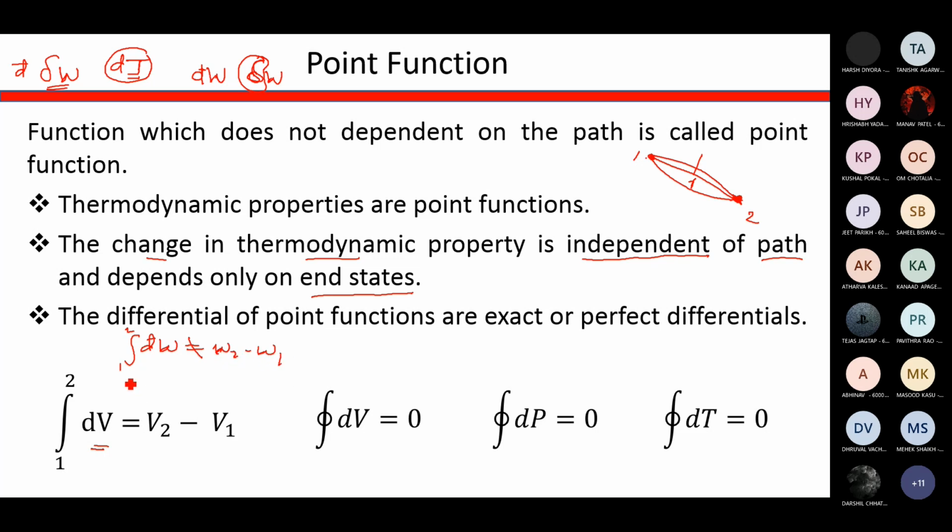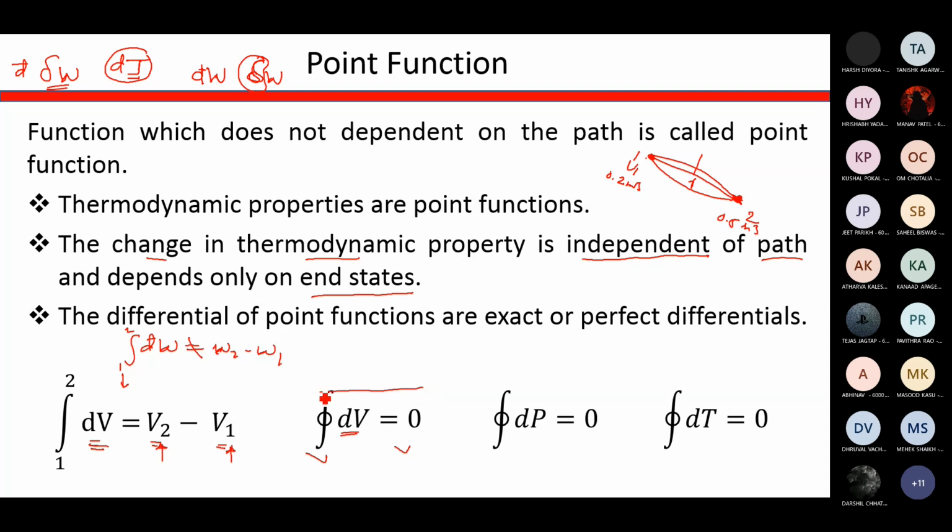Now, unlike the previous case where the integral from 1 to 2 of d-bar W should not be written as W2 minus W1, here we are writing for change in volume, dV. So the integral from 1 to 2 of dV can be written as V2 minus V1. Why? Because this property has a definite value at state point 2 and state point 1. We know that the volume at this point may be 0.2 meter cube, and at this point it is 0.5 meter cube, something like that. So we have definite values, and you can write V2 minus V1, right? One more thing worth noting here: this is the symbol used for the cyclic integral. So the cyclic integral of dV will be equal to 0.